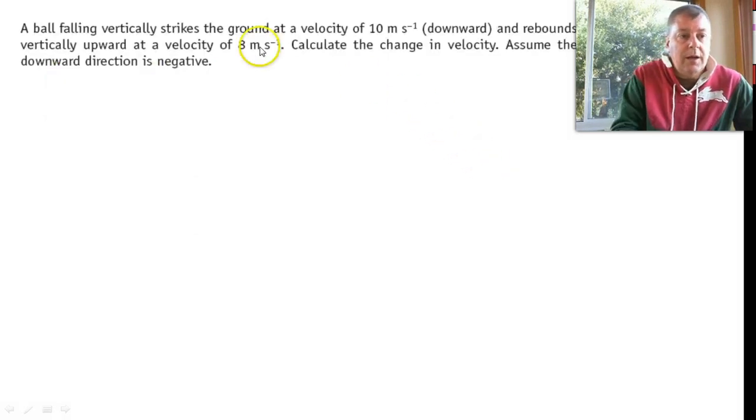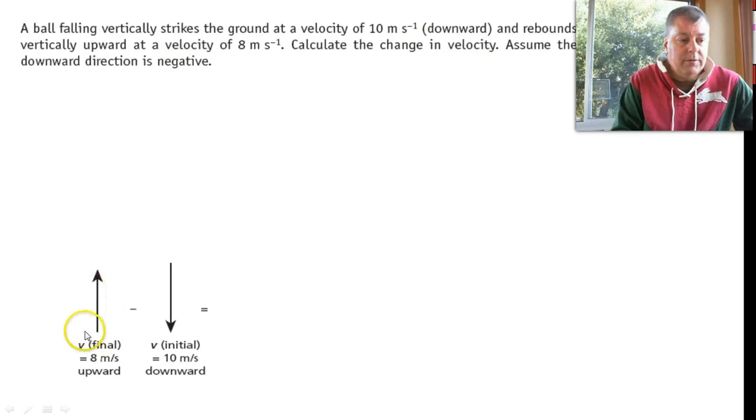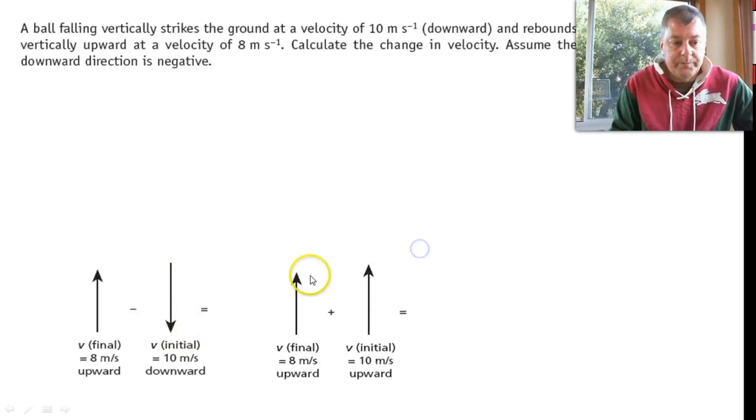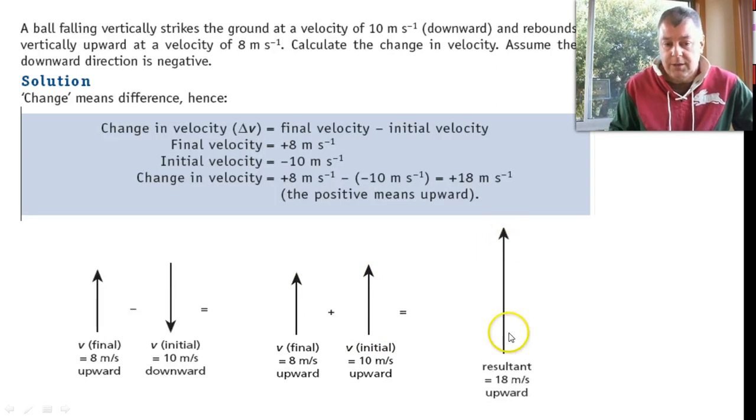Here's an example. We're dropping a ball, it hits the ground at 10 meters per second, so that's going to be our u. It rebounds upwards at 8 meters per second, so that's going to be our v. What is the change in velocity? We're assuming that down is negative. So here's our final velocity, pointing up after the bounce. We're subtracting the downward velocity, which is 10 meters per second. So this is minus, so we need to add the negative of that. That becomes that. So if we put this one and this one head to tail, we would get this.